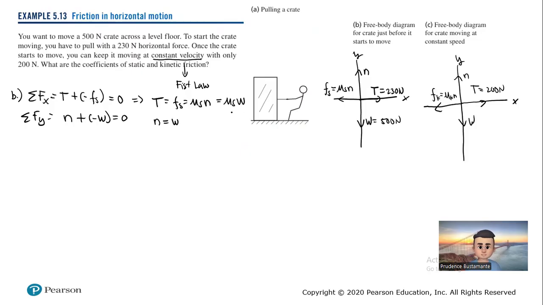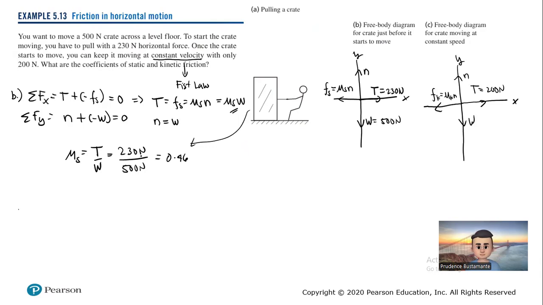Since our target variable is mu sub s, it implies from this equation that mu sub s, the coefficient of static friction, is equal to the tension over the weight, which is equal to 230 Newton over 500 Newton, which is equal to 0.46.